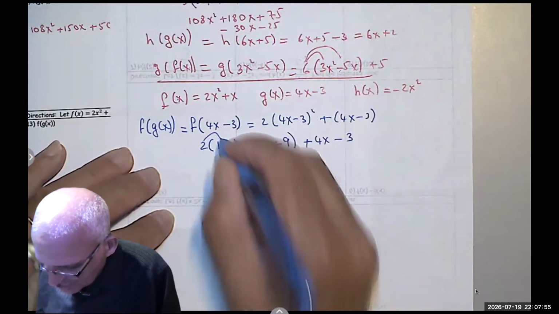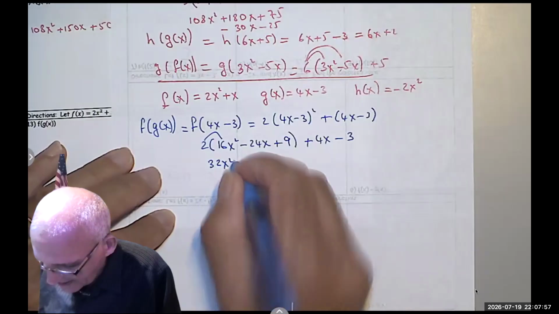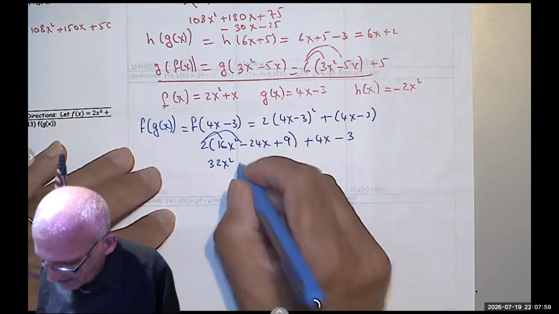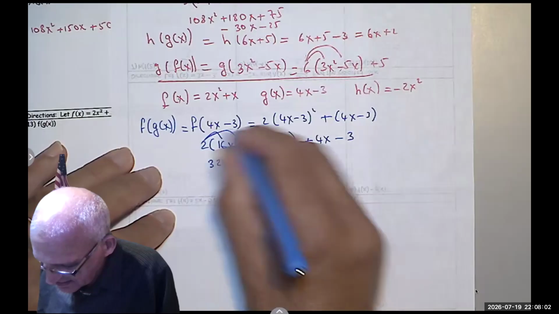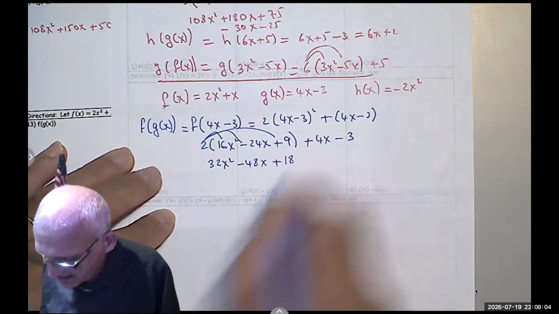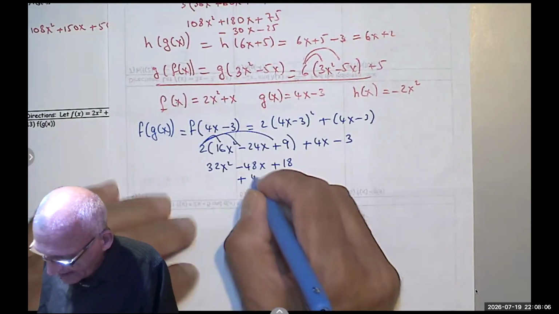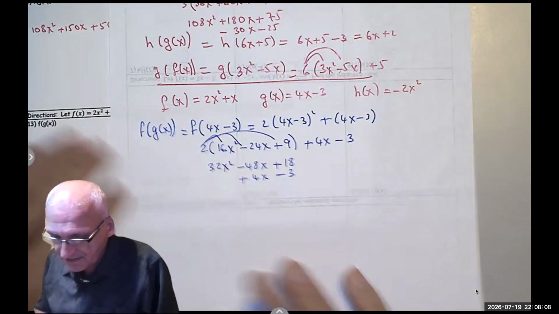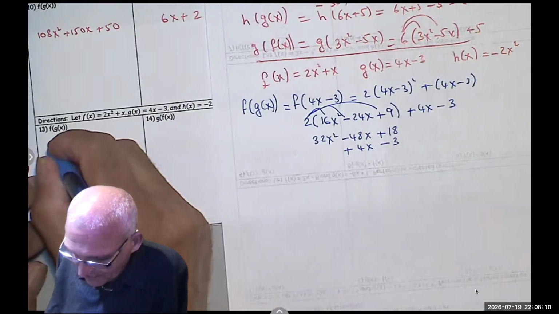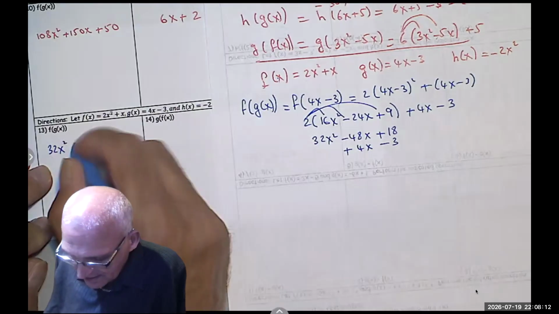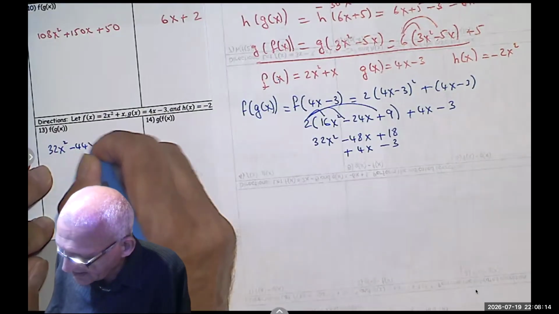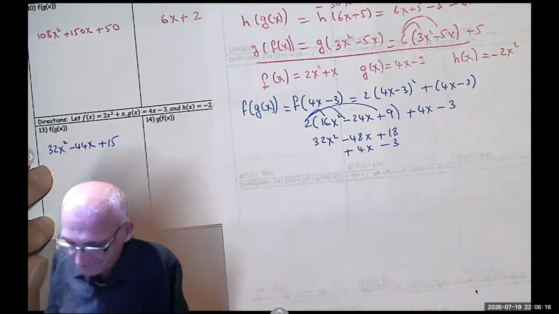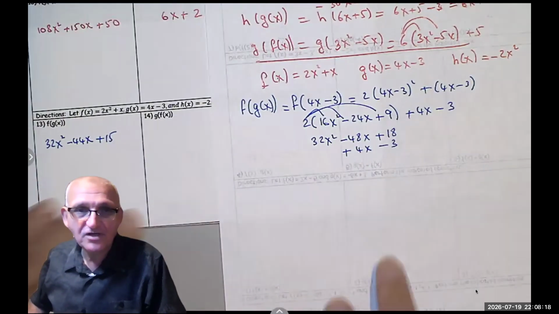So distribute the 2, I get 32x squared minus 48x plus 18. And then I'm going to add 4x and I'm going to subtract 3. So I get 32x squared minus 44x plus 15. Hopefully you got this one right.